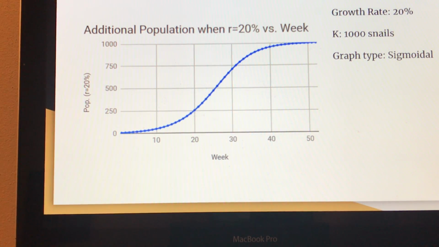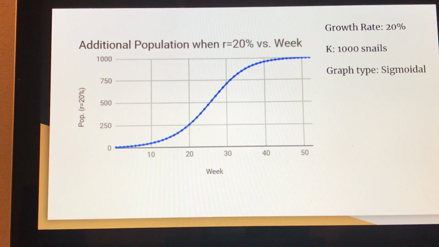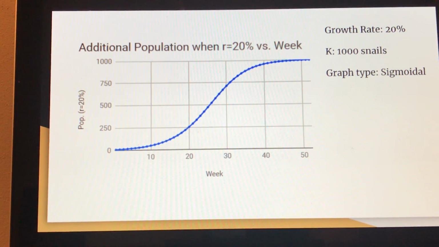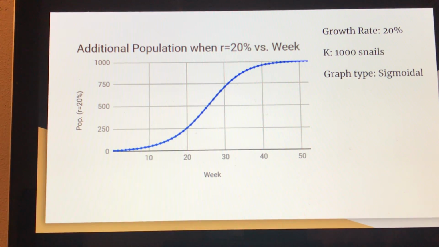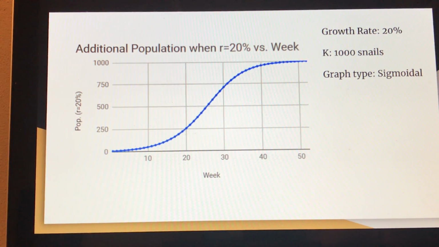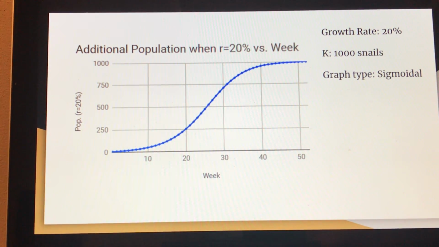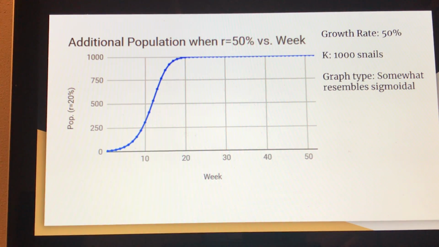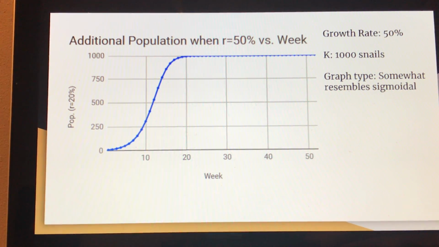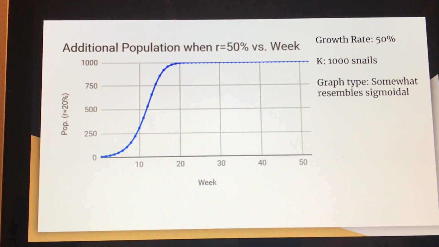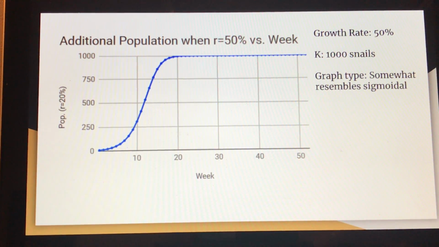Here we see a graph where the growth rate is 20% and the carrying capacity is 1,000. From this graph, we can see that it closely resembles the sigmoidal or S-shaped graph. This graph increases until it reaches a maximum value around 500 snails, and then begins to decrease as it approaches carrying capacity. Here we have the same graph, only when growth rate is increased to 50%. As we can see, this graph somewhat resembles sigmoidal growth, however, it hits carrying capacity and levels off.